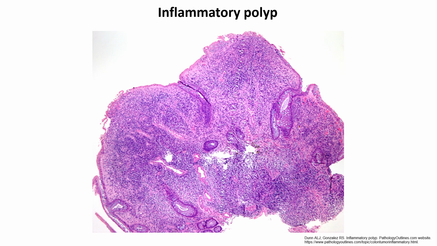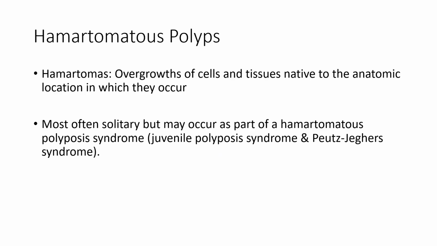This is a picture of an inflammatory polyp. There is polypoid appearance of the colonic mucosa, and there is dense inflammation within the lamina propria. Now we come to a hamartomatous polyp. Hamartomas are overgrowth of cells and tissues native to the anatomic location in which they occur, which means, in other words, hamartomas are growth of colonic tissue with distorted architecture, and they can incorporate both stromal and epithelial components.